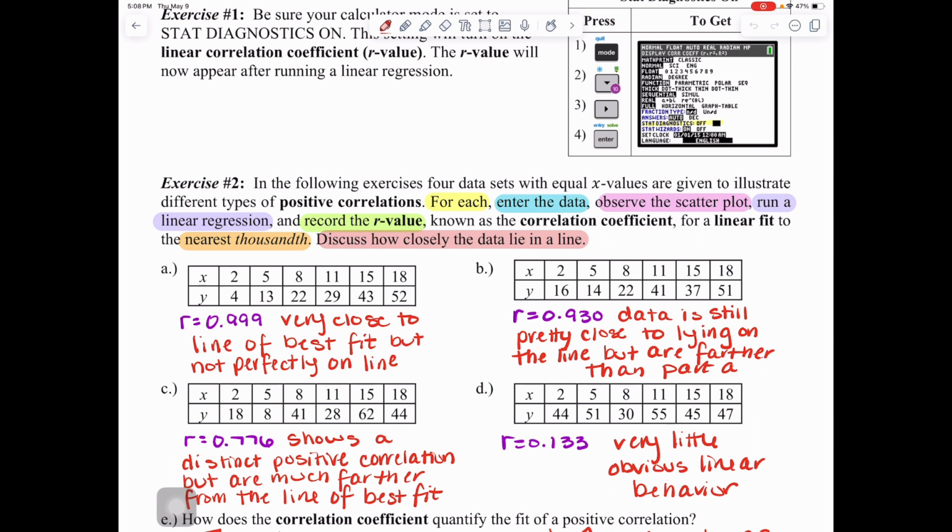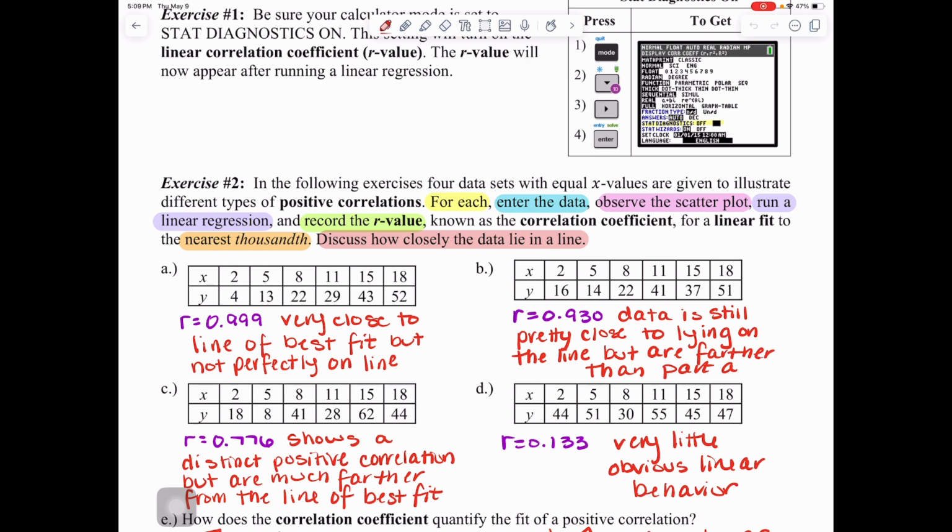So doing this exercise has you practice what to do, the steps in order, and it's a nice review of where we've been. And now you see what this R value is going to tell us. It's going to tell us how closely the data lies in a line. So now we can think about this last question together. How does the correlation coefficient quantify, so put a number, to the fit of a positive correlation?